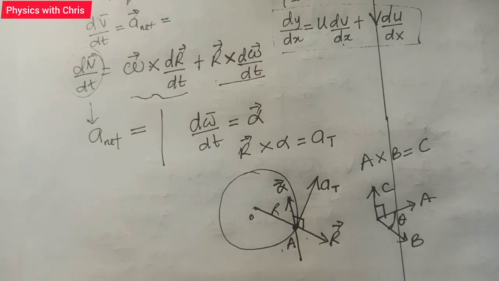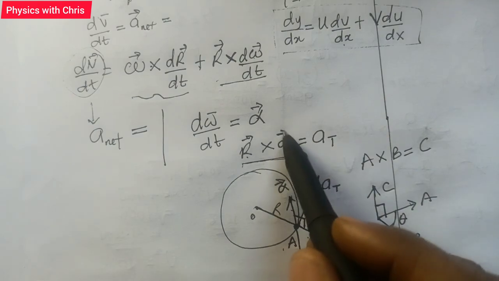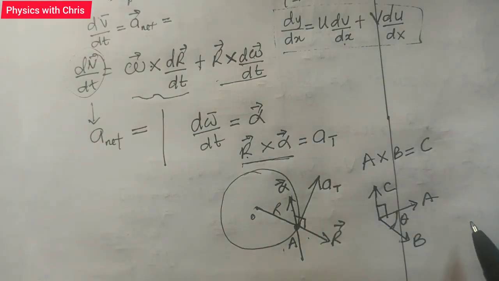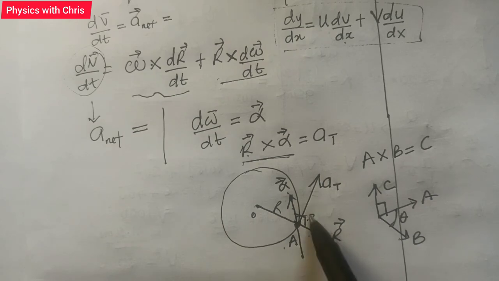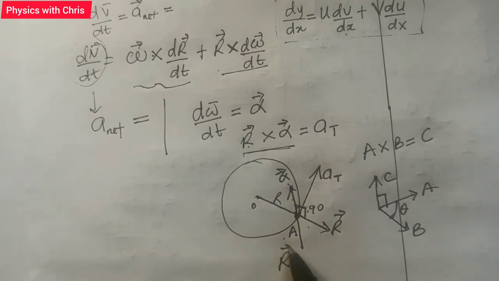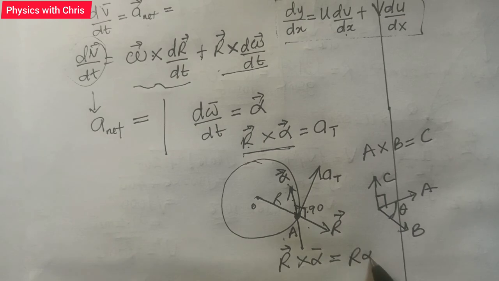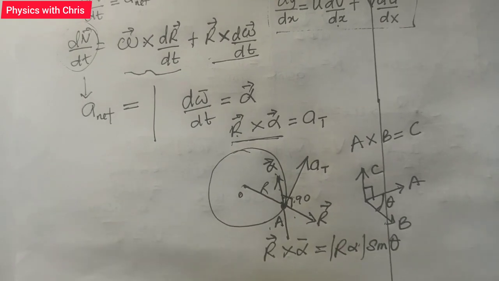So it is the cross product of the radius vector and the angular acceleration vector. We call that tangential acceleration. Since the angle between alpha and the radius vector is 90 degrees, if you take the cross product of two vectors, the magnitude is r times alpha times sine of the angle. This is a complete expression for the cross product of two vectors.